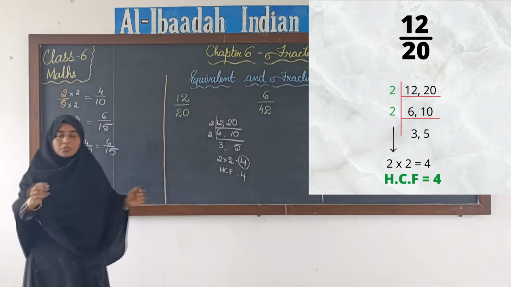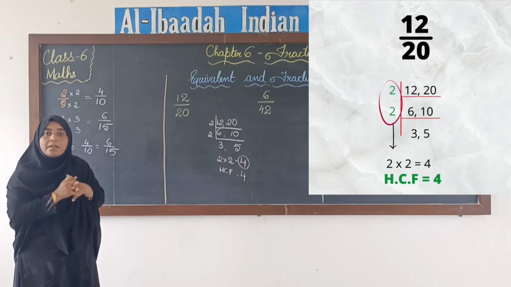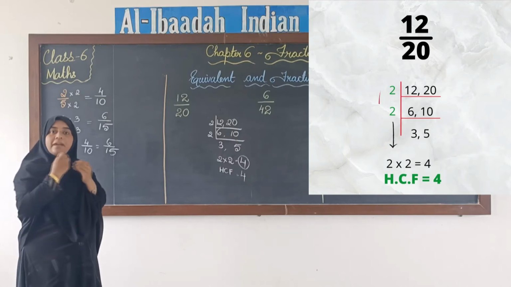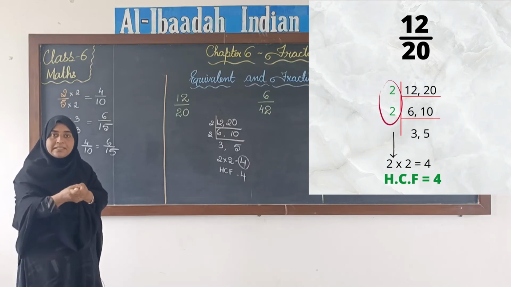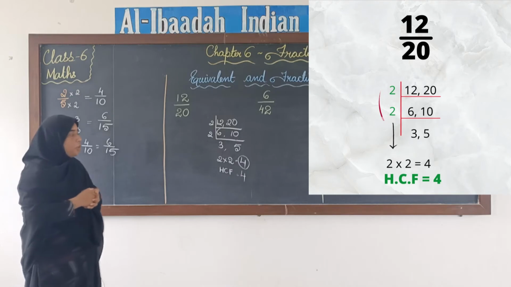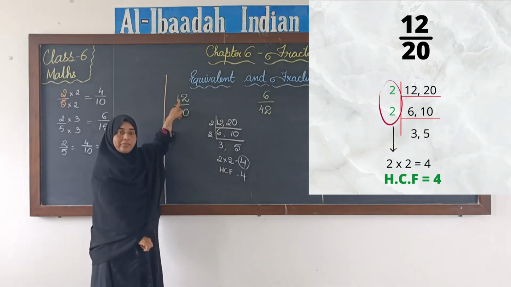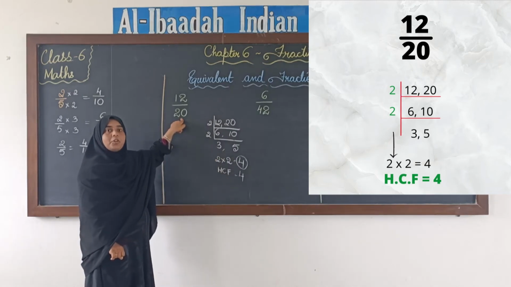Okay, I hope you have understood what we have to do. We have to find the highest common factor. What is a factor? A factor is a number that divides a number. Okay, it will divide that number. If it divides that number, it is called a factor. So, 4 will divide 12, so 4 is a factor of 12, and 4 will divide 20, so 4 is a factor of 20.